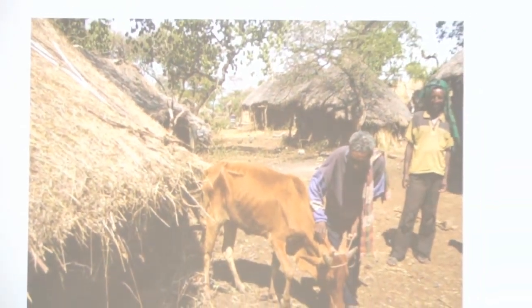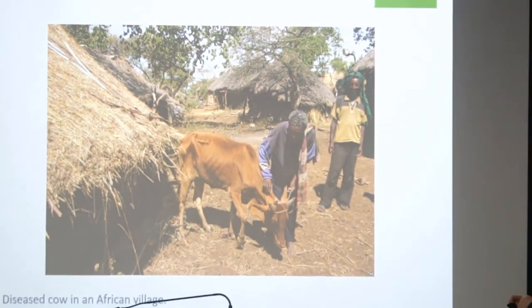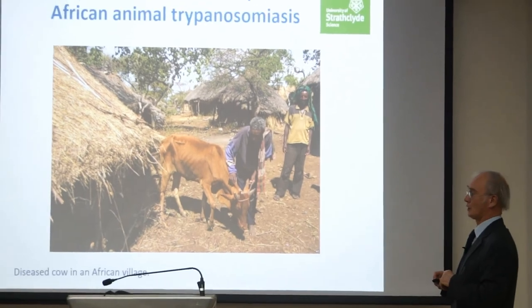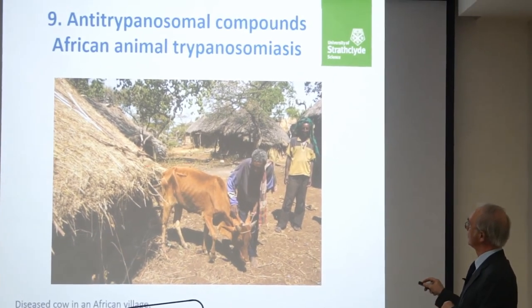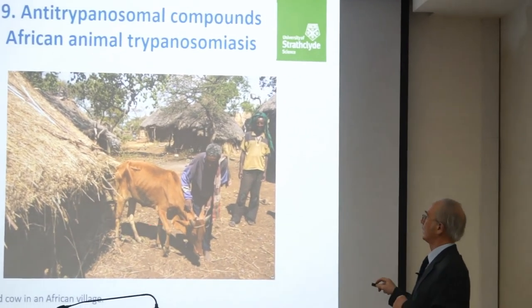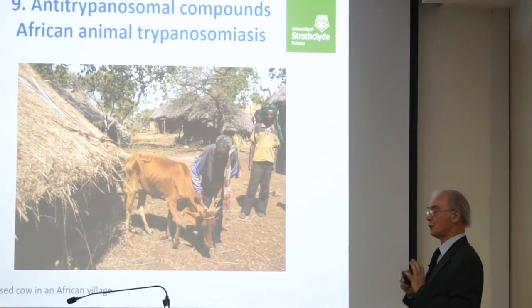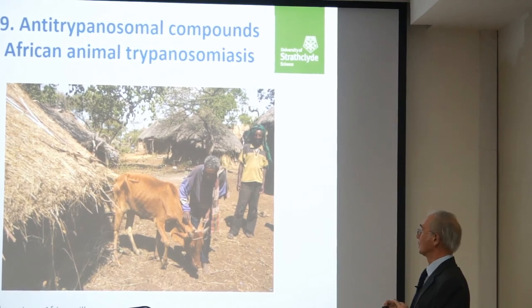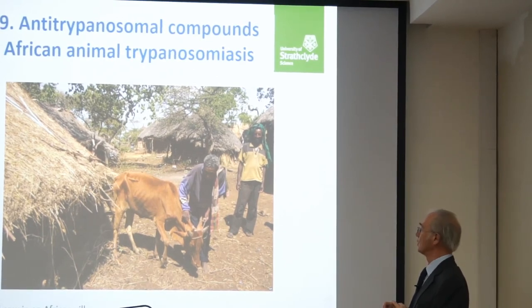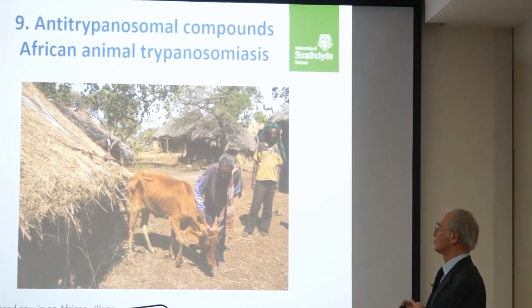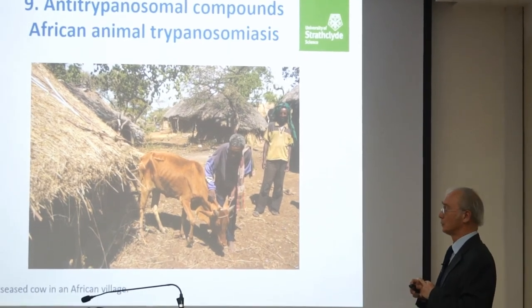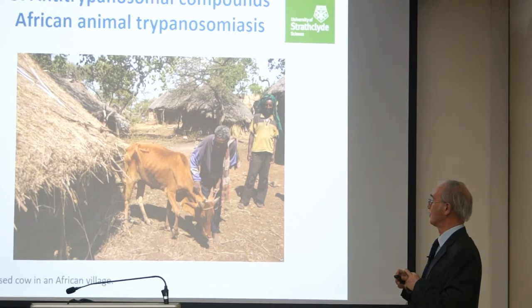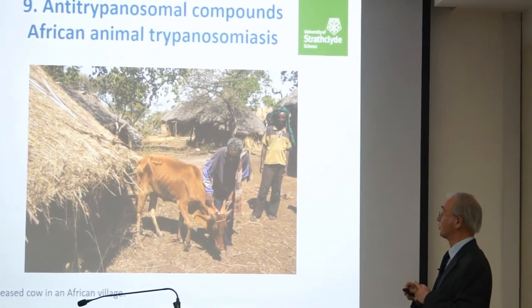Now, my last example concerns animal African trypanosomiasis, which is very, very serious in sub-Saharan Africa. Here we can see a diseased cow in a village. The animals are a very critical part of the economic system that works for these farmers in that part of the world. And the currently available drugs like diminazene, isometamidium, and so on are no longer sufficiently effective to provide cures and to provide prophylactic treatment.